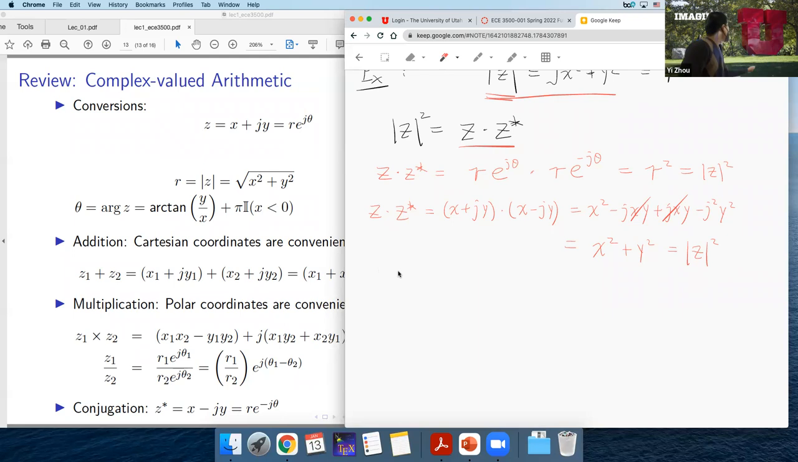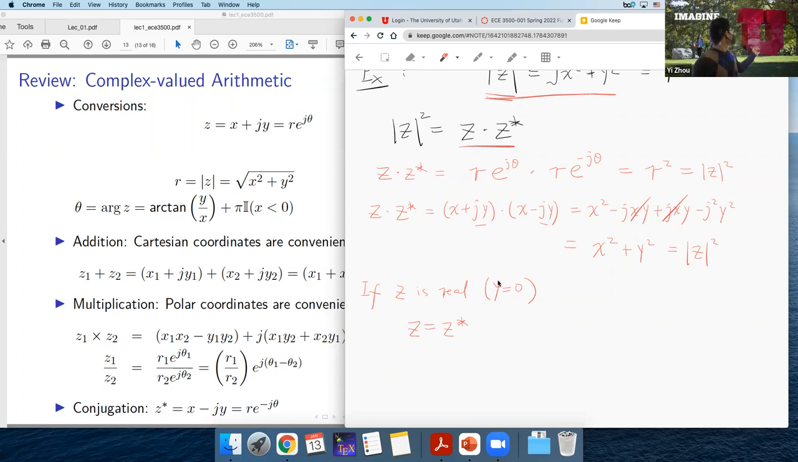Okay. So if z is a real number, well, complex numbers cover real numbers, right? If this complex number is real, meaning that it does not have an imaginary component, so y equals zero. In this case, we can see that z equals z conjugate, because these two y's now vanish. So z is x, a real number. The conjugate is again the real number x. They are equal.